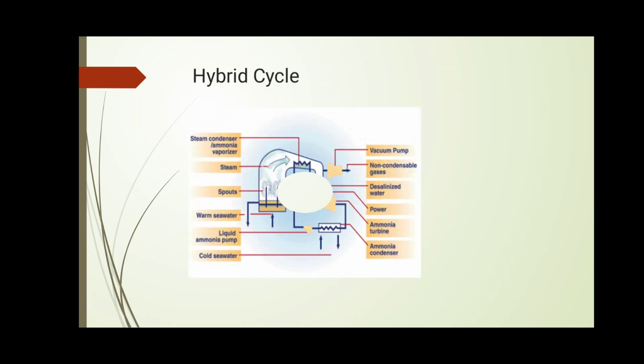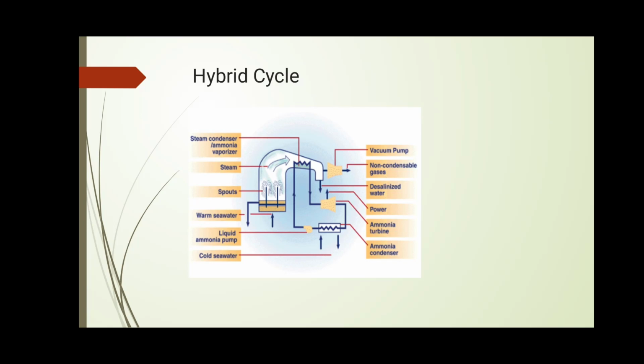The third system is the hybrid cycle system. A hybrid cycle combines the features of both the closed cycle and the open cycle system. In a hybrid OTEC system, warm seawater enters a vacuum chamber where it is flash evaporated into steam, which is similar to the open cycle evaporation process.